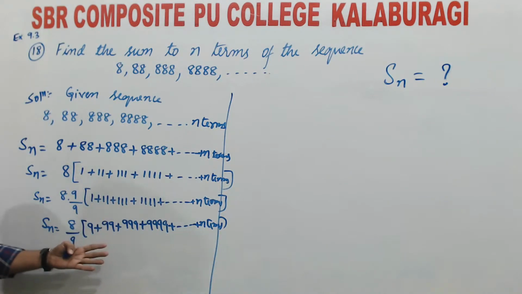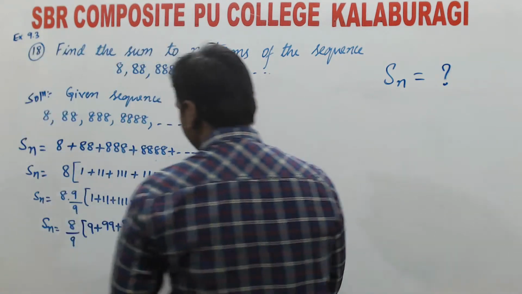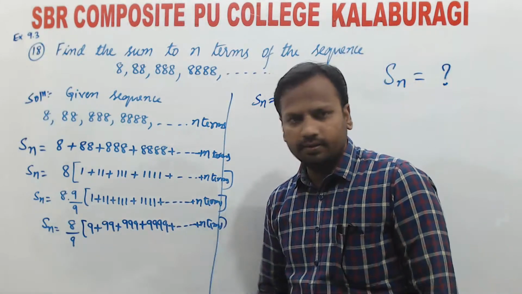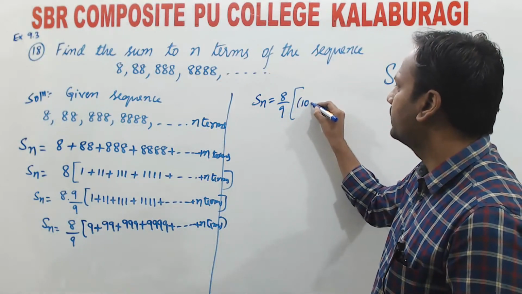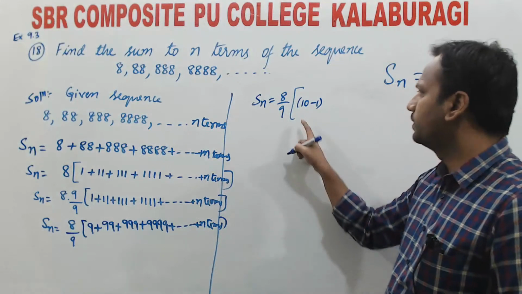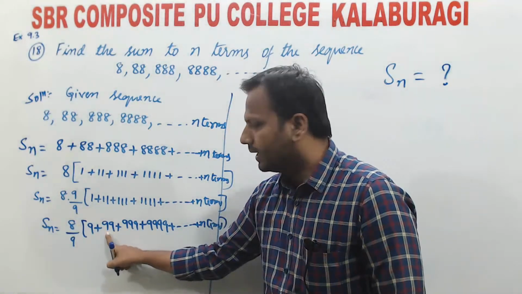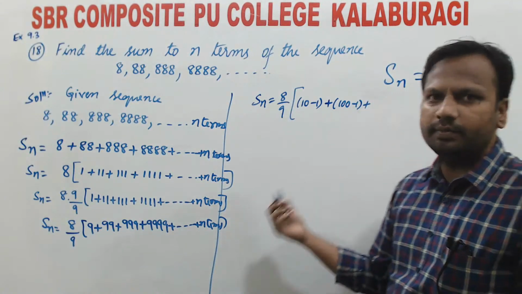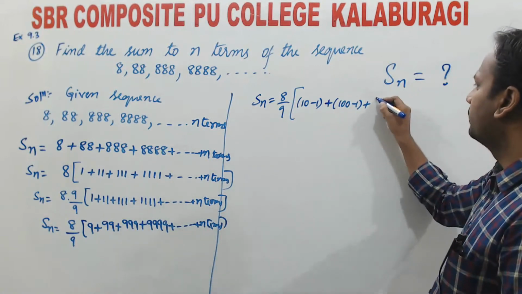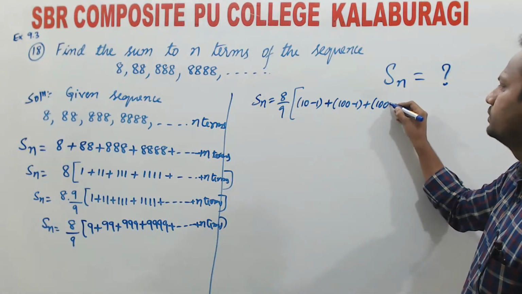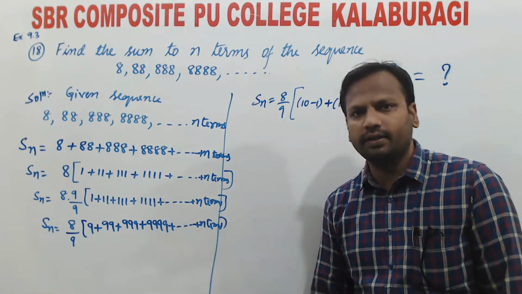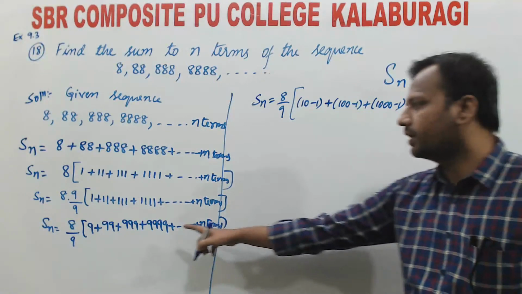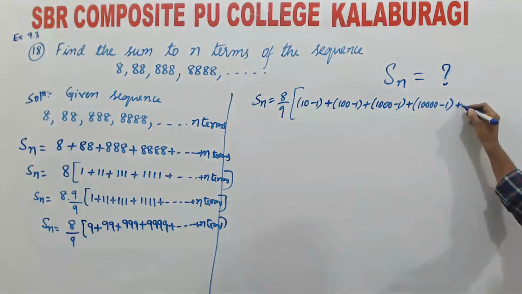How? Again, I have to make some adjustment here. Sn is equal to 8 by 9, and this 9 I will express as 10 minus 1. Can we write that? Yes, of course. 10 minus 1 is nothing but 9. How do we express 99? We express 99 as 100 minus 1. Yes or no? 100 minus 1 is 99. Again, 999 I can write as 1000 minus 1, which is 999. And again, 10,000 minus 1 is 9,999, plus so on up to n terms.